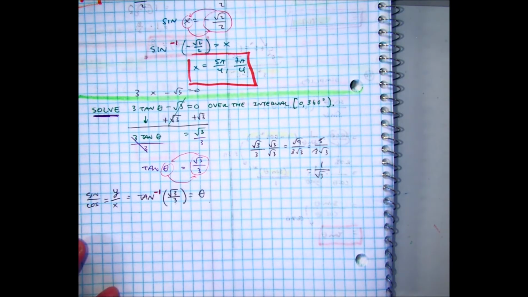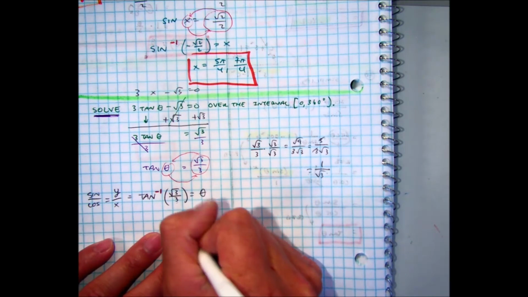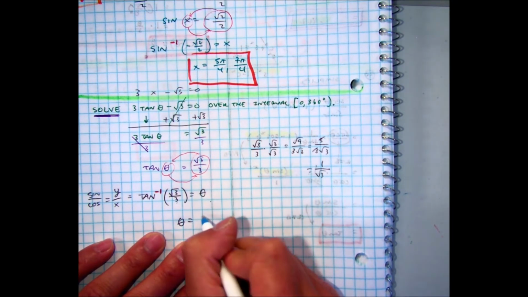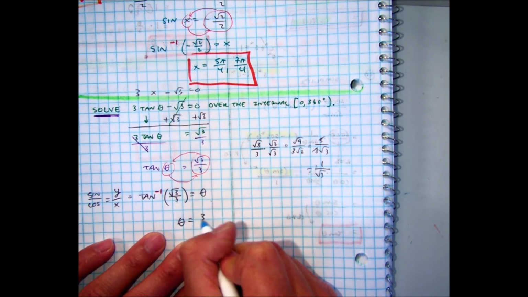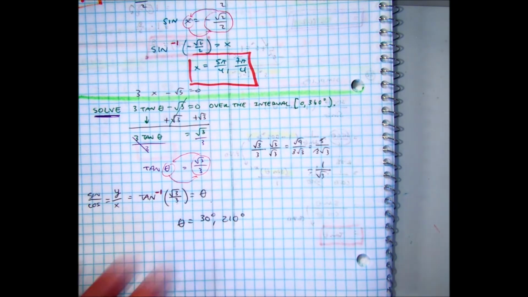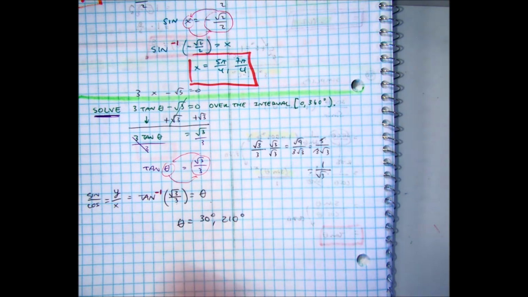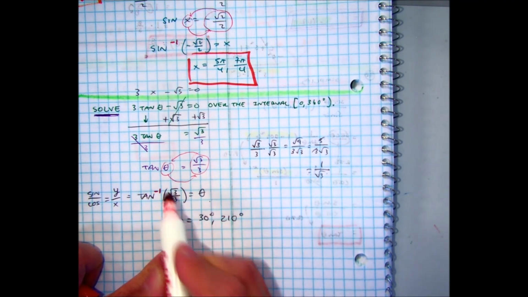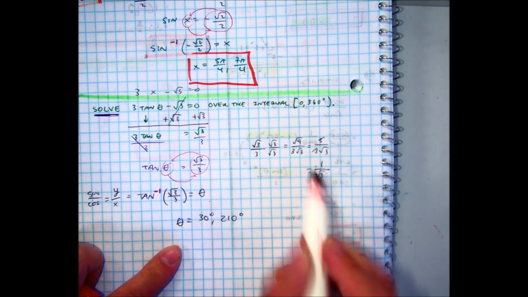Okay, so let's write down our answers. Theta equals, you guys said what? 30 degrees and 210 degrees. These are the two locations where tangent is radical 3 over 3, which really is 1 over radical 3.